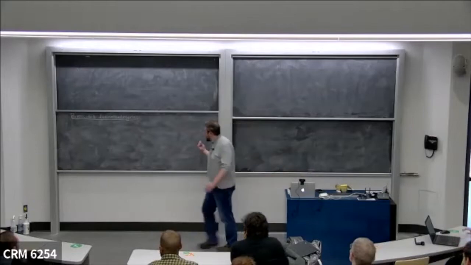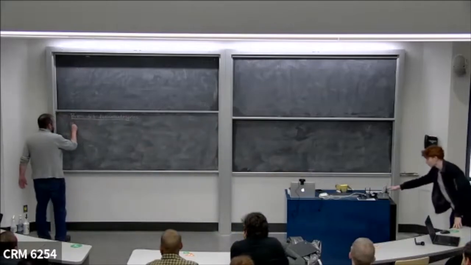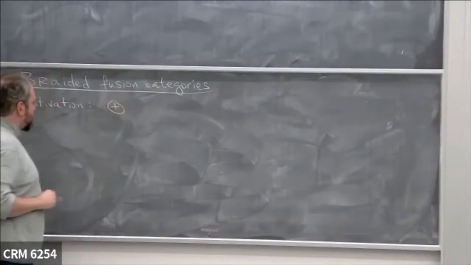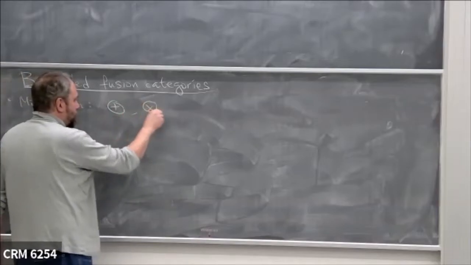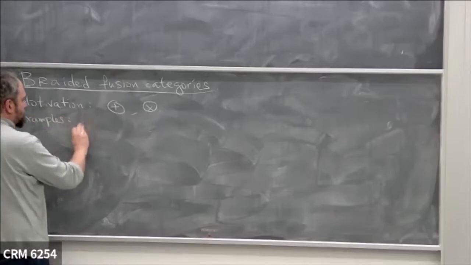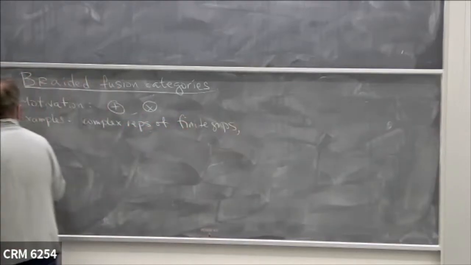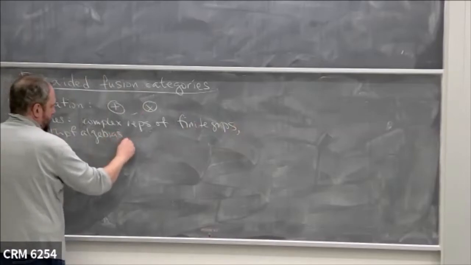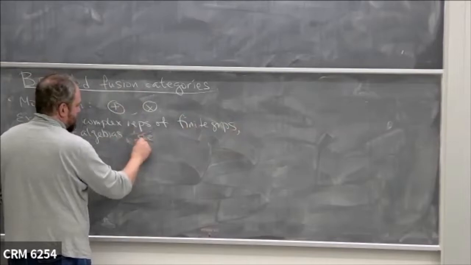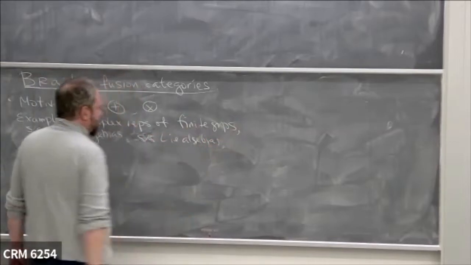So the motivation for studying such things is that many categories admit the operation of a direct sum and tensor product at the same time. And there are examples of such categories. For example, you can certainly do such things with complex representations of finite groups, semi-simple Hopf algebras, semi-simple Lie algebras. And these things enjoy an additional property called complete reducibility.